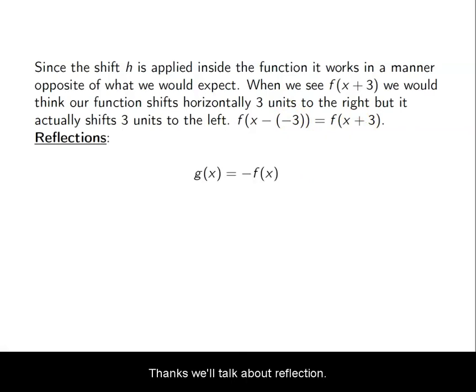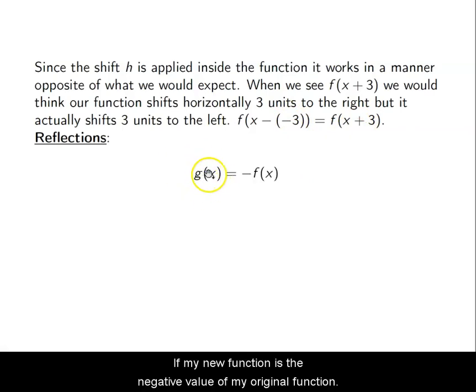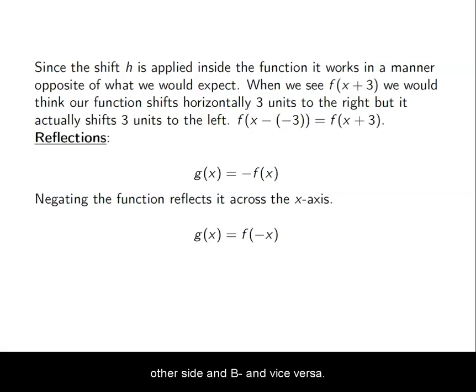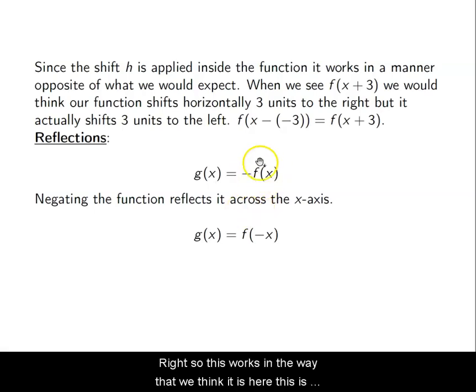Next, we'll talk about reflections. If my new function is the negative value of my original function, it's going to flip it across the x-axis. Basically, what's happening is all of the values that were positive are now negative, and all the values that were negative will become positive, right? So it changes my y values. My y's that were positive will now be on the other side and be negative, and vice versa, right? So this works in the way that we think it does.